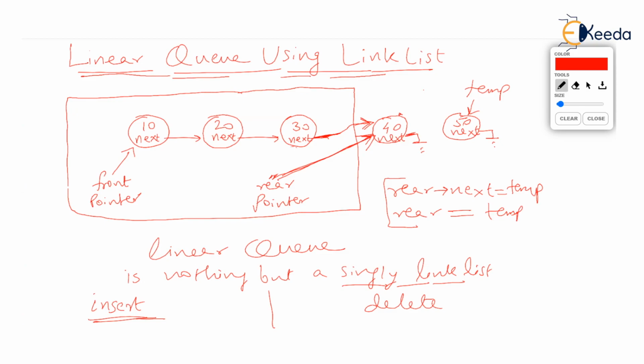So 40's next was null, but now 40's next points to 50. And one more change we are going to do is we will ask rear not to point to 40 anymore, but rear should point to the latest node, that is the last node, and the last node is where temp is pointing. So rear should become equal to temp. So easy, isn't it? You just create a singly linked list and it will work as a linear queue.